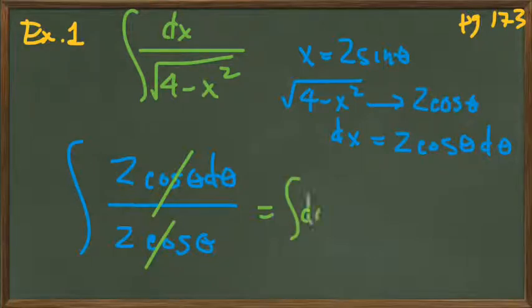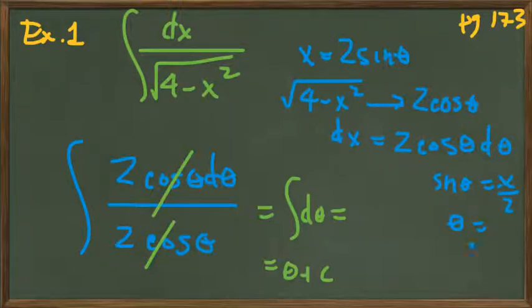with the integral of d theta, which is theta plus c, and theta is what? Well, if we look at our substitution, x was 2 sine theta. So that means that sine theta equals x over 2, or theta equals sine inverse of x over 2. And so that is our result, sine inverse of x over 2 plus c.